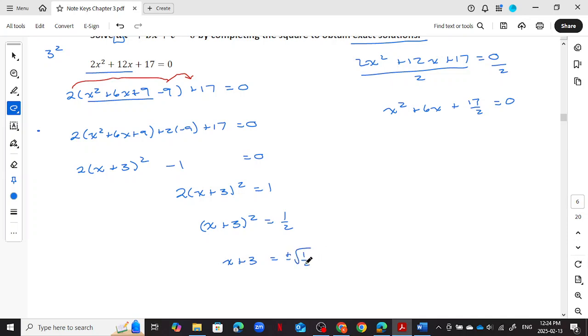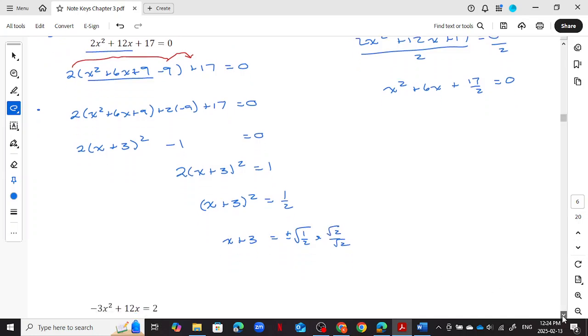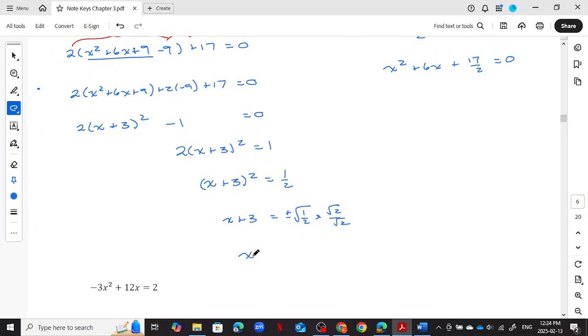Now for this one, you can notice that you have an irrational denominator. So I'm going to multiply by root 2 over root 2 to rationalize the denominator. I end up with x equals -3 plus or minus the square root of 2 over 2. And that can be your final answer.